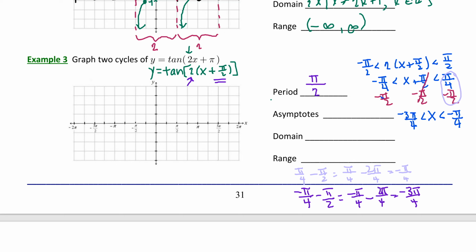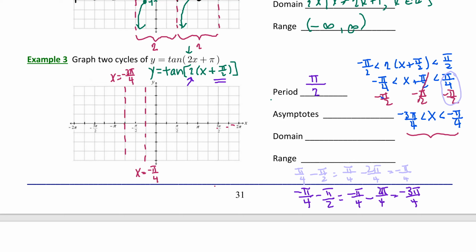This means that one fundamental cycle of our transformed tangent will occur between negative 3 pi over 4 and negative pi over 4. So I'm going to locate negative 3 pi over 4 on the graph and construct a vertical asymptote there. So this vertical line has equation x equals negative 3 pi over 4. The next vertical asymptote occurs at negative pi over 4, so that's located right here. I'm going to label its equation down below, x equals negative pi over 4.